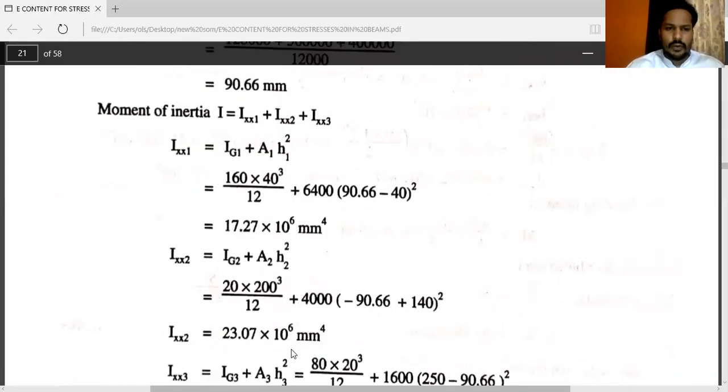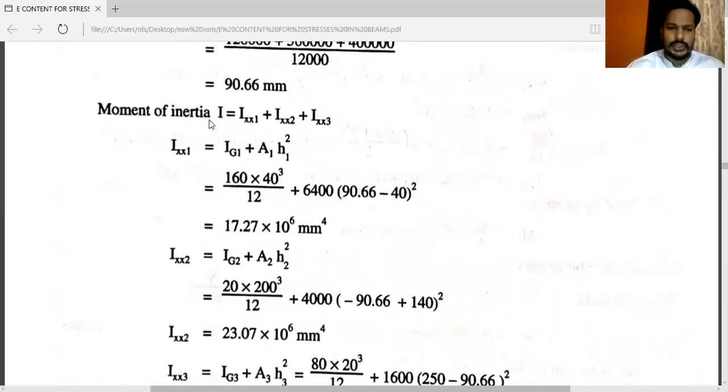After getting the value of y bar, you can locate y bar, and after that you have to calculate the moment of inertia. I am not giving that much time to explain how to calculate moment of inertia, because we already completed that section in the first chapter. Here I is equal to Ixx1 plus Ixx2 plus Ixx3. We know that we have to use the parallel axis theorem to calculate Ixx1, Ixx2 and Ixx3.